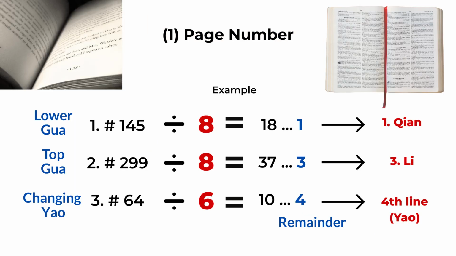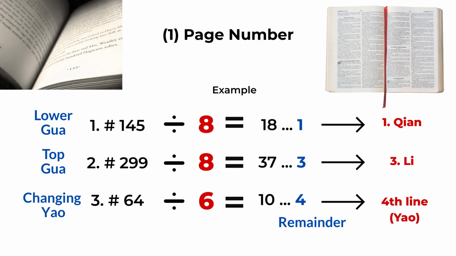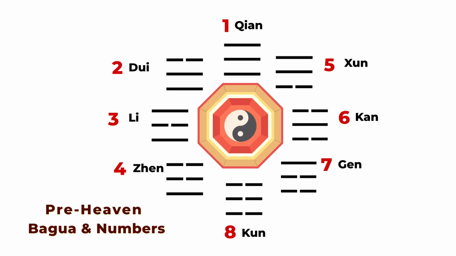For example, the first number is 145, and divided by 8, we have 18, and the remainder is 1. So the lower gua will be number 1, Qian gua. And the second number, 299, again we divide by 8. It's 37 with a remainder of 3. So the top gua will be number 3, the Li gua. And here is a chart you can check. The number 1 is Qian heaven, and the number 3 is Li fire.